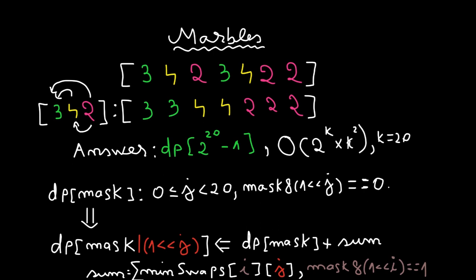And the time complexity is 2 at power k times k squared, where k is the number of colors. For our problem, k is 20. But it can easily be converted into a better one, which is 2 at power k times k. And this is also going to be your homework, but one hint that I'm going to give you is to go to this sum, and instead of computing it in big O of k, because you basically try out each i, where i is a bit set to 1, try to compute this in constant time.